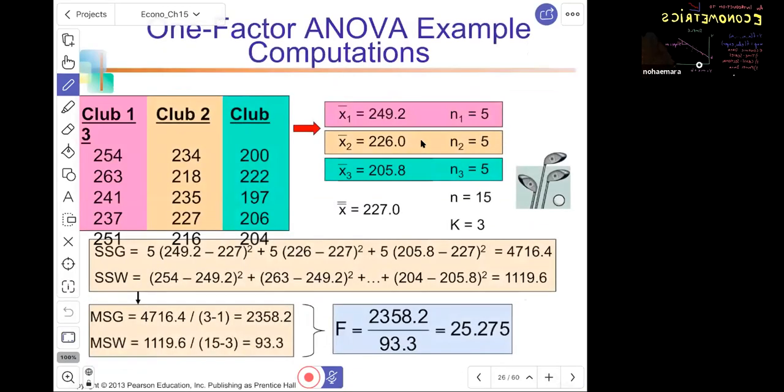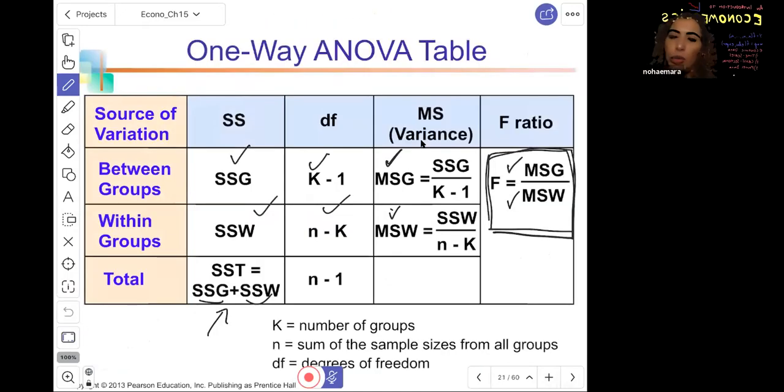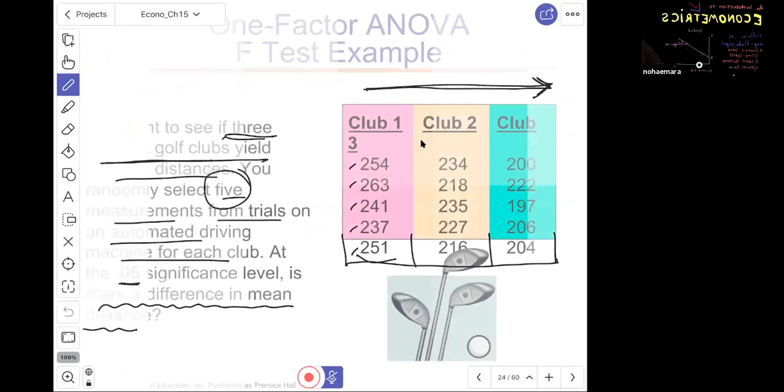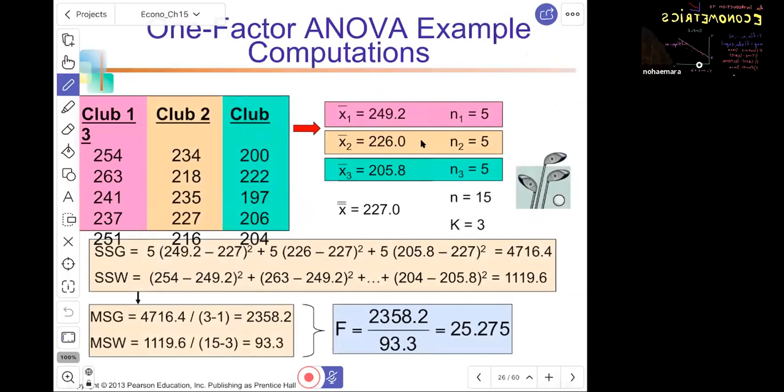Next, we want to compute all the components of an F statistic. Just to remind you, you go back here. What do I need? I need everything on this table, so that I'm able to compute the F statistic and make an interpretation out of this F. So we compute everything. The first one is the sum of squares between groups, and then the sum of squares within groups. And you basically follow the same formula that we have.